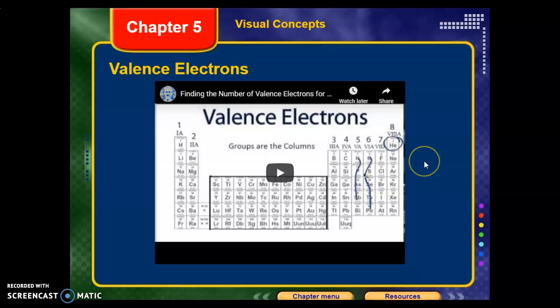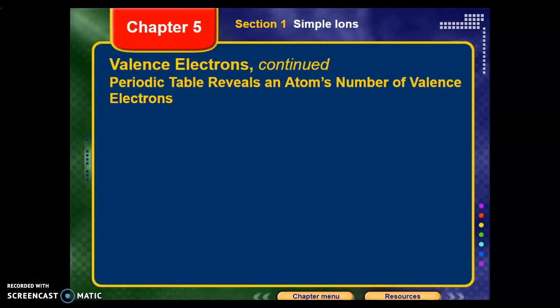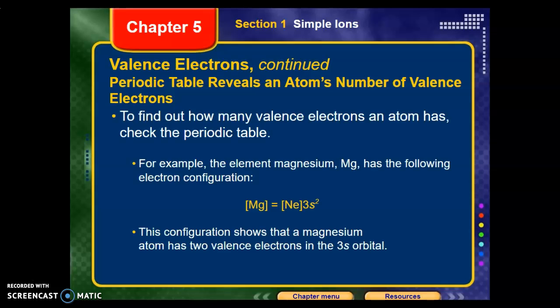So here's a cool video about how to figure out how many valence electrons an atom has. It's not terribly annoying, and he goes over some examples. So I think it's really great. You should watch it. And then, this describes in addition how you can do that.